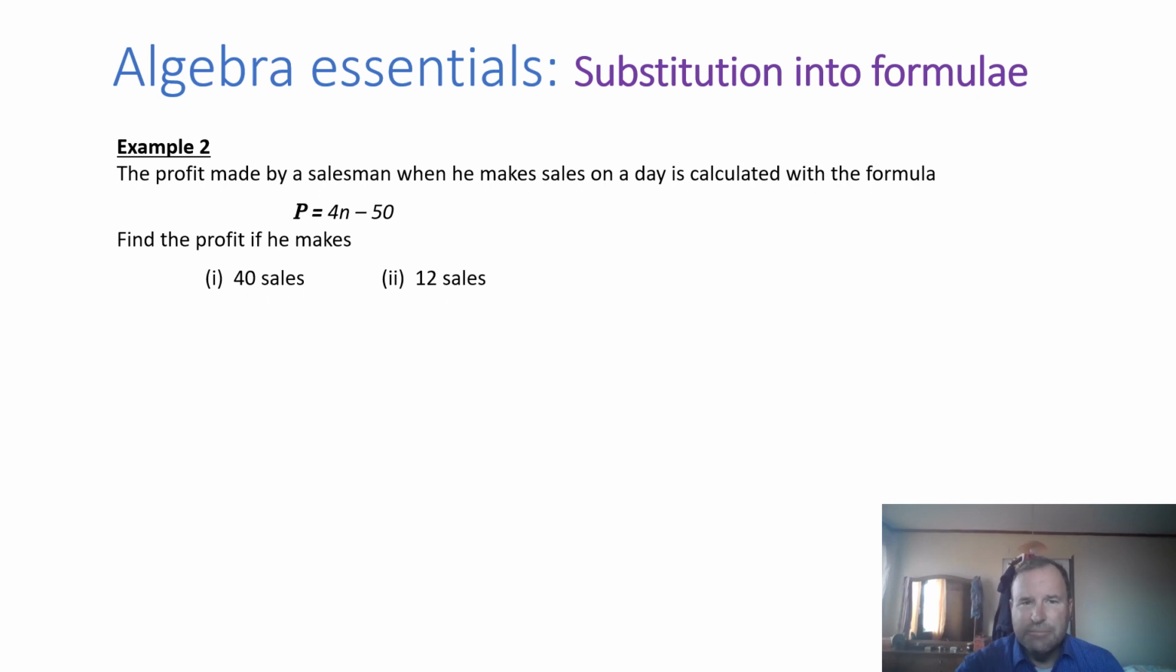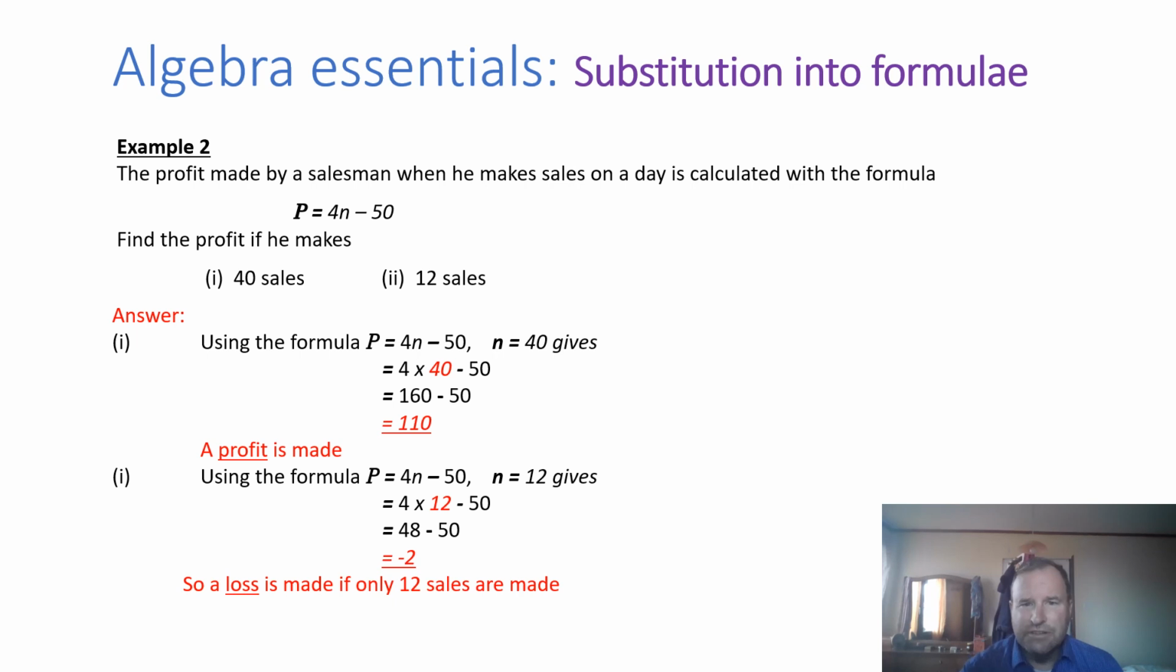So here's another example. The profit made by a salesman when he makes sales in a day is calculated with the formula P, which stands for profit, equals 4n minus 50. Find the profit if he makes 40 sales. So n represents the number of sales in this formula.